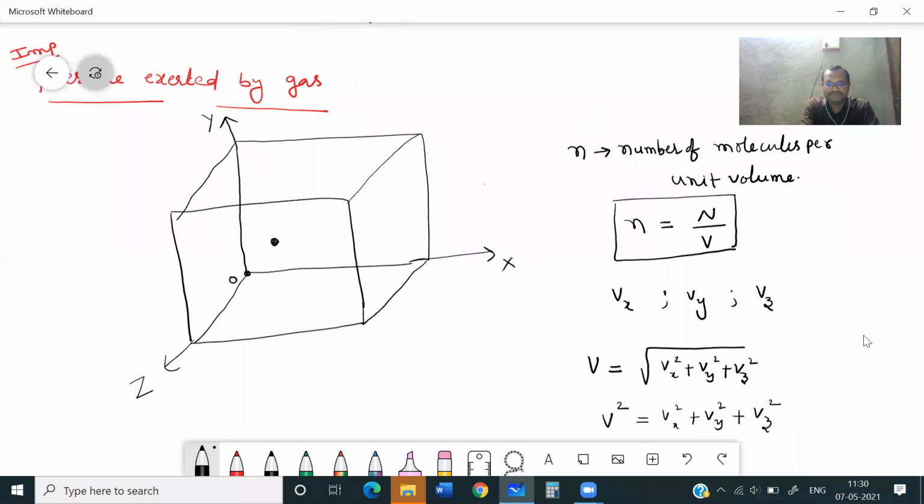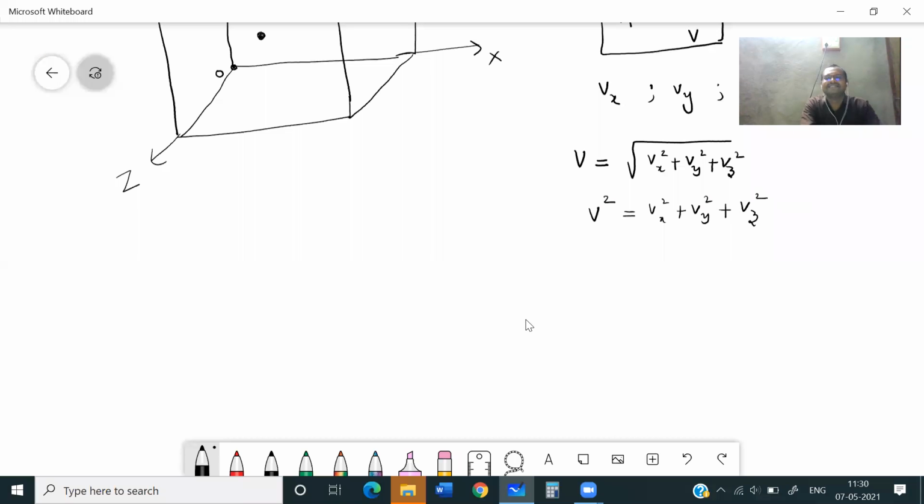Clear? Now let us consider the gas molecules which are moving only along the x-axis. Let us imagine this is my hand, I think you are able to see, and gas molecules are moving along the x-axis. Let us consider one gas molecule moving along the x-axis. What will happen? It will go and hit the wall of the container like this. Then it will return back.